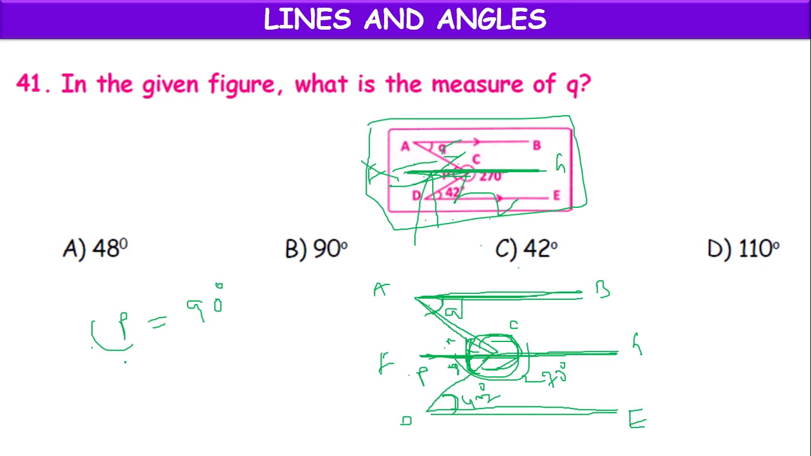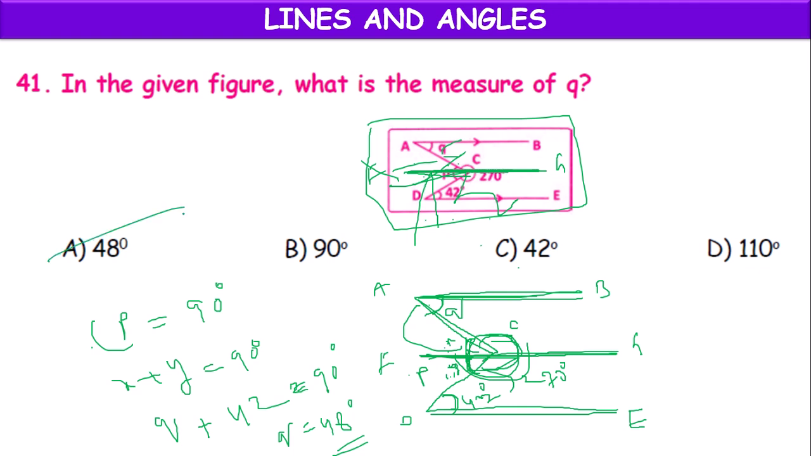But P part is x plus y equal to 90 degrees. P part is divided into two parts, x and y, where x equal to Q because of alternate angles concept, and y equal to 42. It is also alternate angles concept. Q plus 42 equal to 90. So Q equal to 90 minus 42, which is equal to 48 degrees. So option A is right.